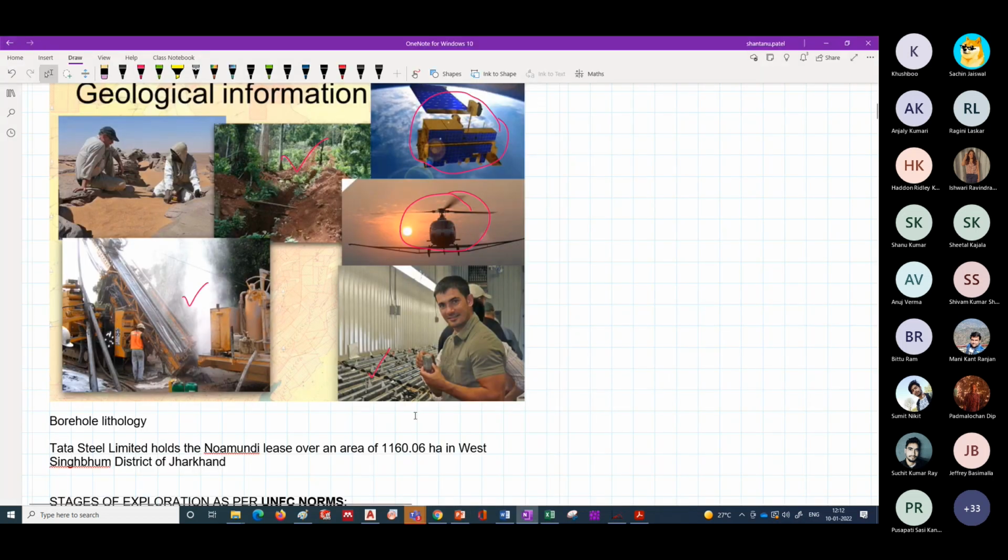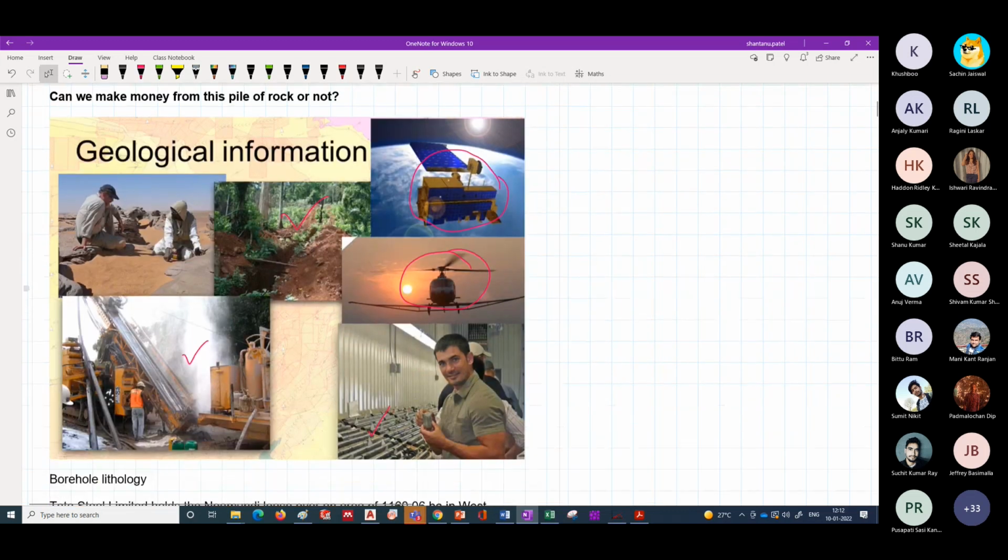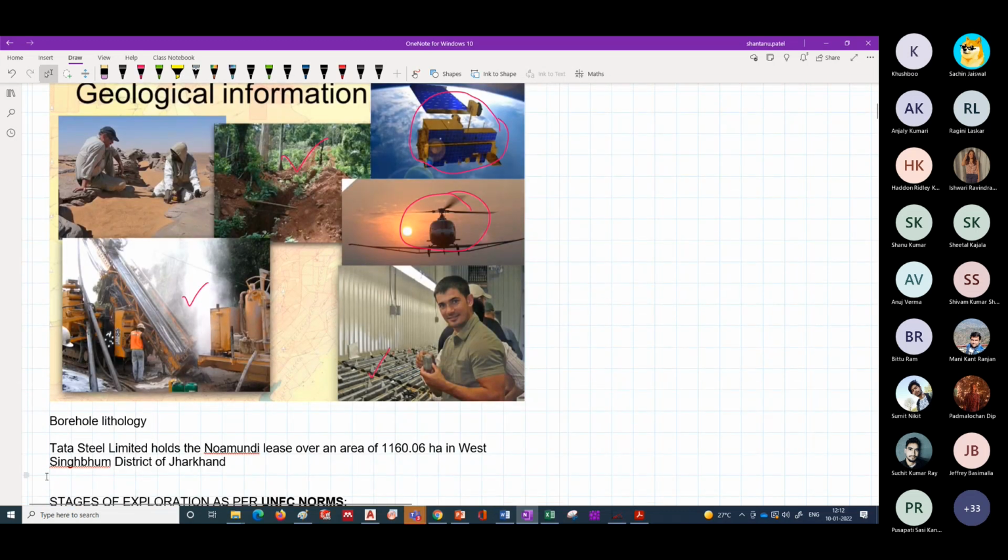But the issue is that these deposits are huge. I just wanted to put this here: Tata Steel holds the Noamundi lease over an area of 1160 hectares in West Singhbhum district of Jharkhand. In square kilometers, this mine can be in this range, maybe 3.5 kilometers by 3.5 kilometers.